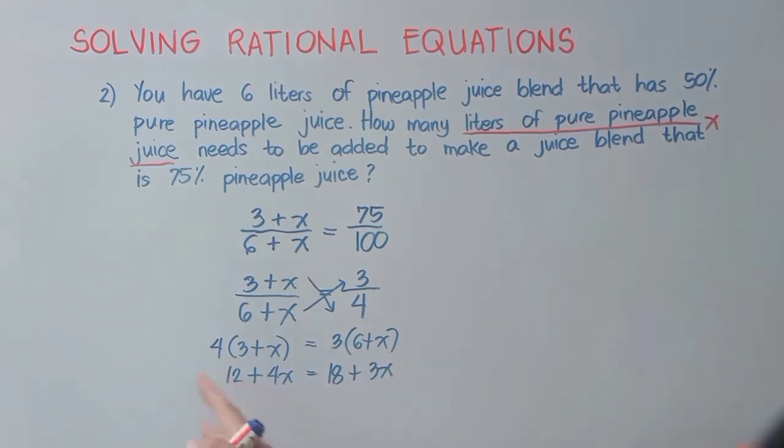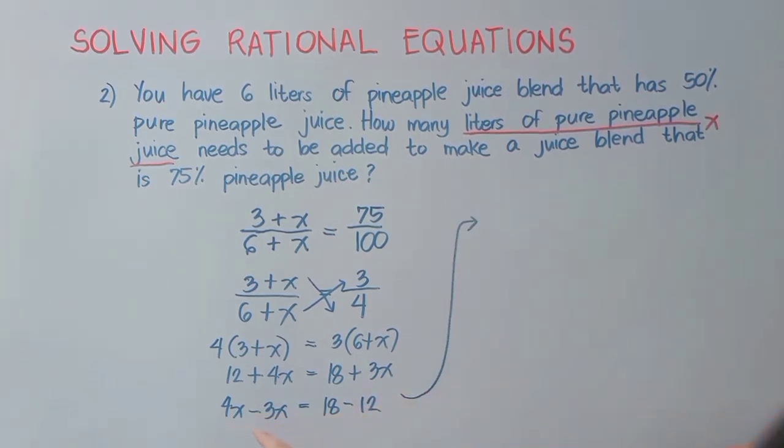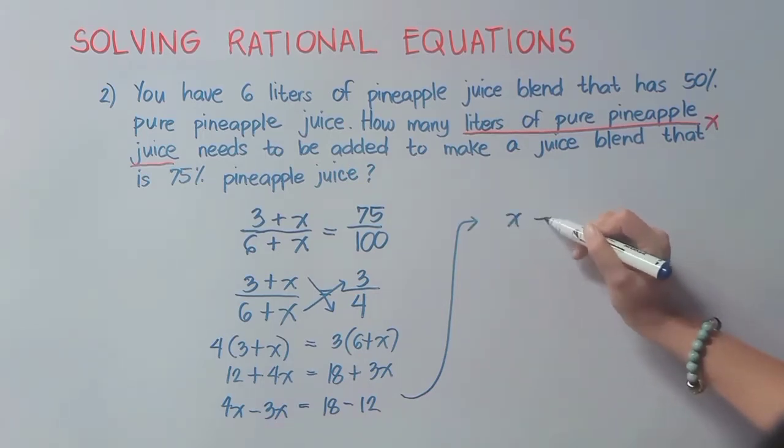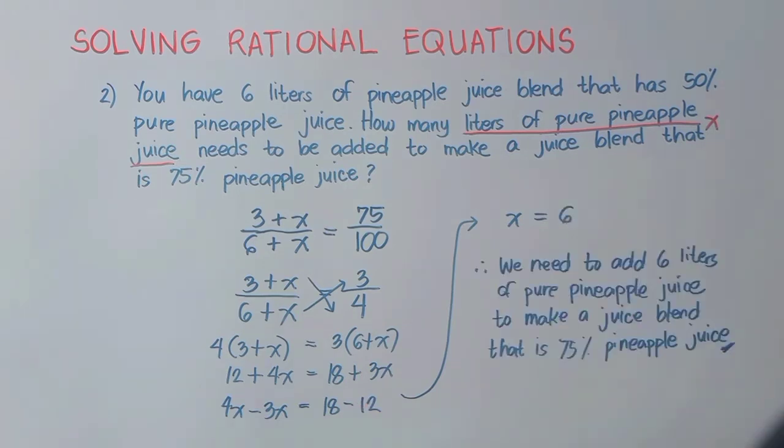Let us now place all terms with variables on the left side. So we copy 4x and then from positive it's negative 3x, is equal to copy 18, then from positive 12, negative 12. Let us continue our solution on this side. So we have 4x minus 3x, that is x, is equal to 18 minus 12, which is 6. Therefore, we need to add 6 liters of pure pineapple juice to make a juice blend that is 75% pineapple juice.